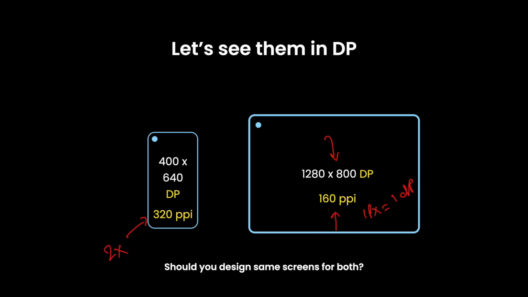Now by looking at just this one metric, you can quickly understand that the right side screen is larger than the left side screen, and that's how it's giving us the sense of physical size of the device. Now let's quickly look at another example.